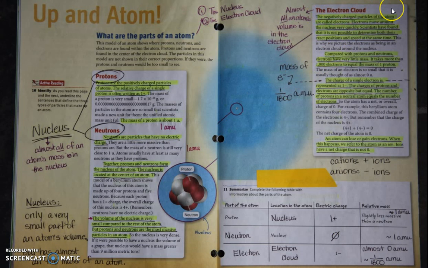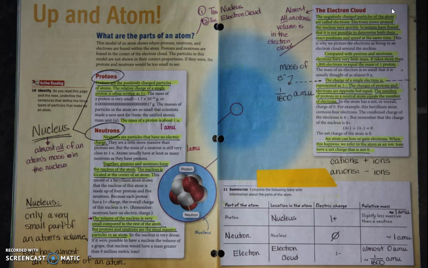The negatively charged particles of the atom are called electrons, and electrons move around the nucleus very quickly. Scientists have found that it's not possible to determine both their exact position and their speed at the same time. So that's why we picture it as a cloud around the nucleus. We know where they're likely to be, but we can't say exactly where they're going to be. Compared with protons and neutrons, electrons have very little mass. It takes more than 1,800 electrons to equal the mass of just 1 proton.